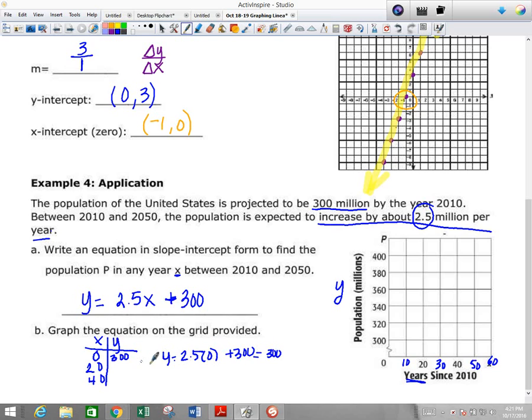And then you can plot this on your graph. Here's 0 for x, then 300 for y. All right, do the same thing for 20. y equals 2.5 times 20 plus 300. That gives you, put that in your calculator, 350. So when x is 20, y is 350. Let's see if we can figure out what 350 is. It's about right here in the middle.